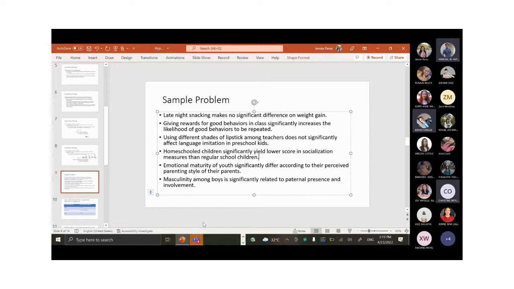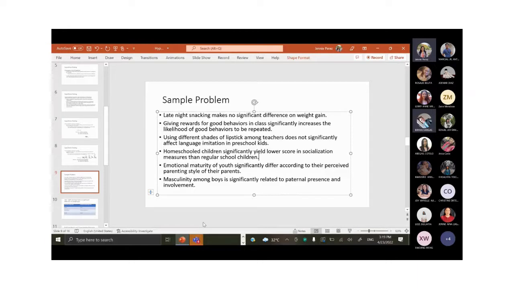Significantly yield lower score. Oh yeah, the word lower. Yeah, right? The word lower gives you a hint that it is a directional hypothesis. Okay? Now, how about: emotional maturity of youth significantly differ according to their perceived parenting style of their parents?